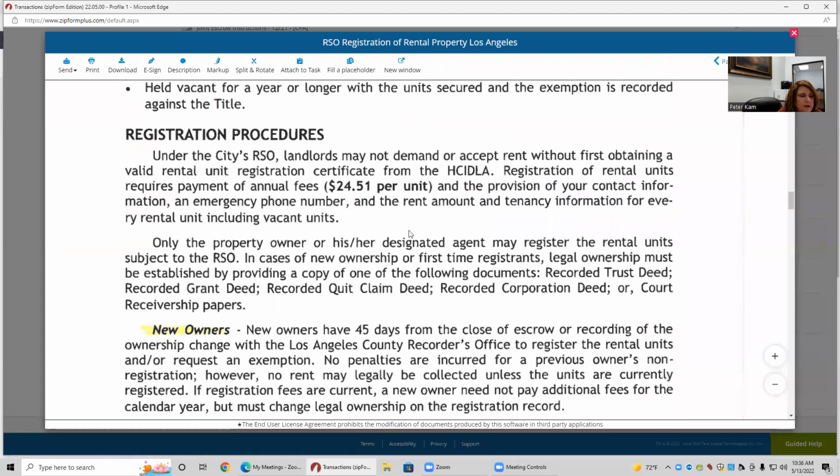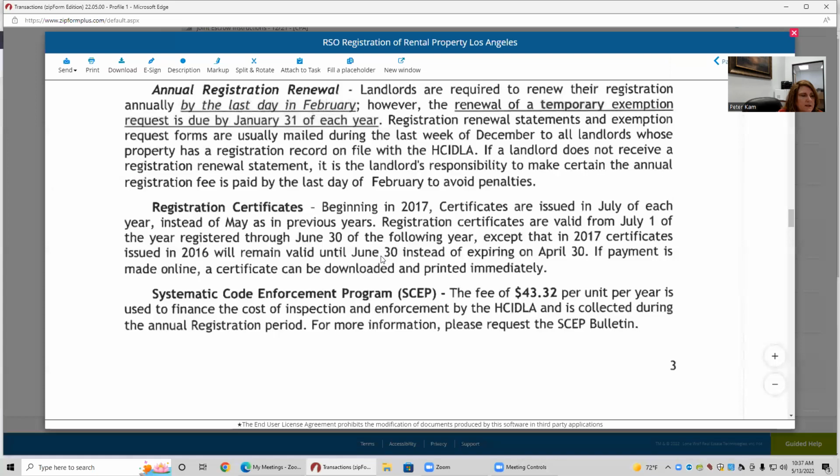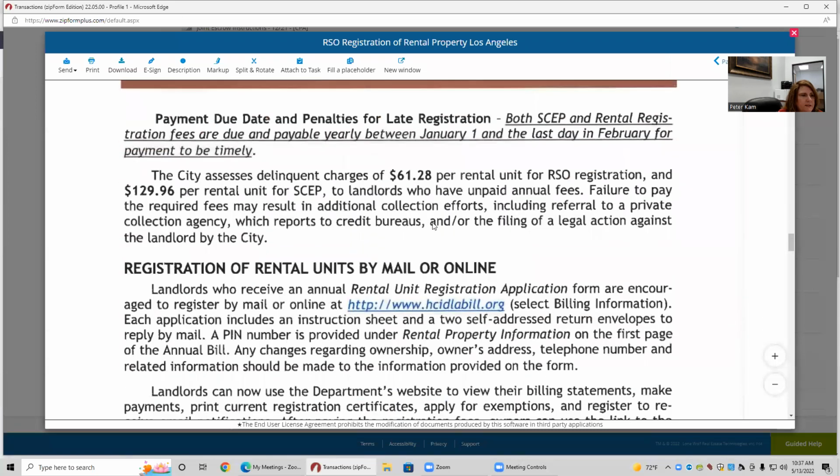That's the only reason I know about it. It tells the new owners that they have 45 days from the close of escrow or recording for the ownership change. And then here's the fees.